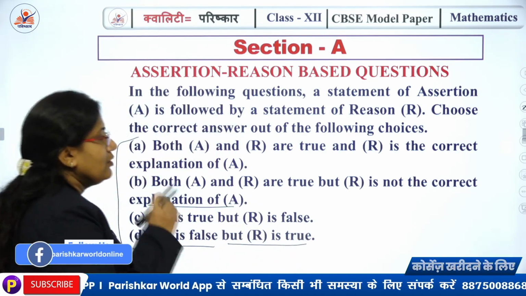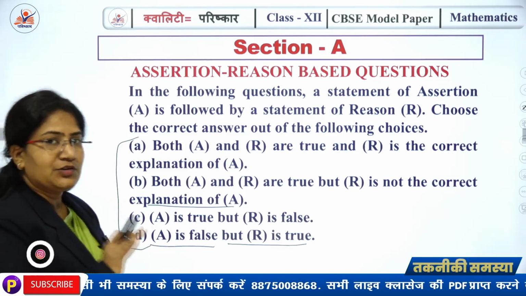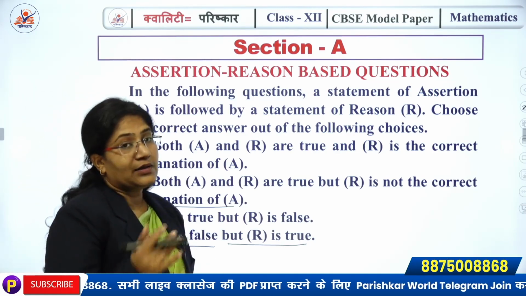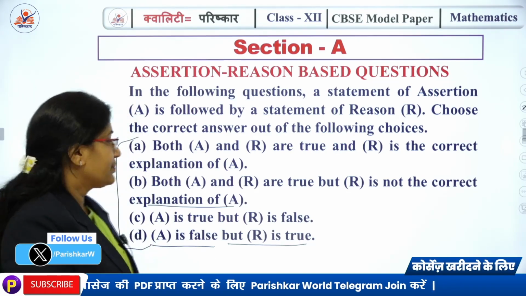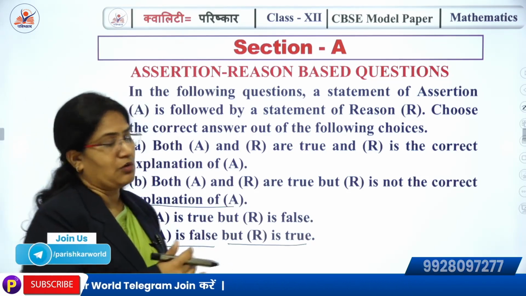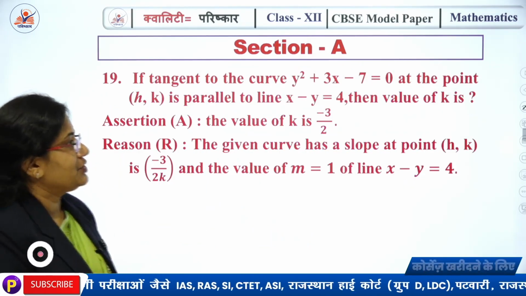Remember, students, the options are: A and R are true and R is the correct explanation of A; A and R are true, but R is not the correct explanation of A; A is true, but R is not true; and R is true, but A is not true. Okay students, let's come to the next question, that is question 19.